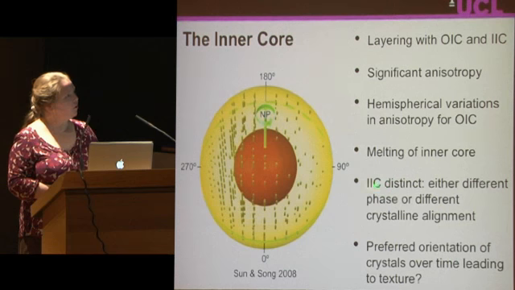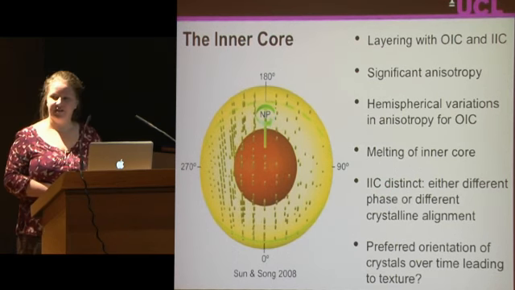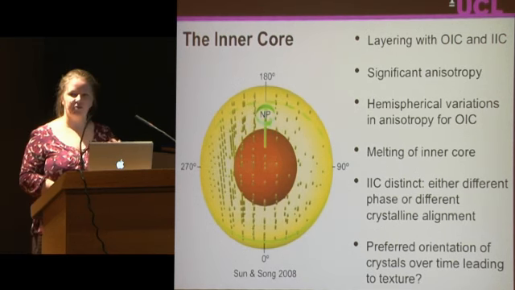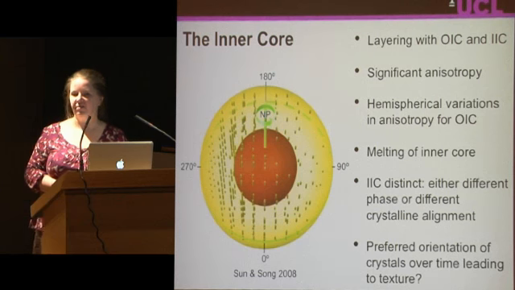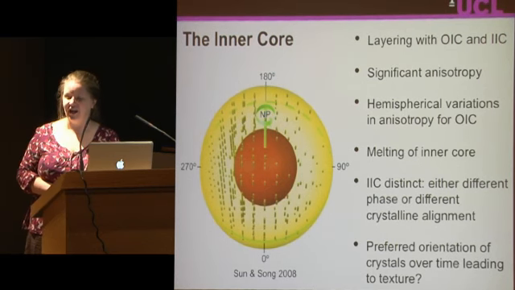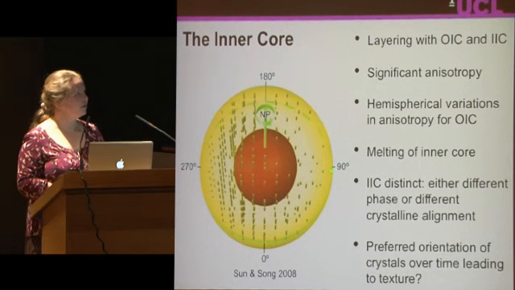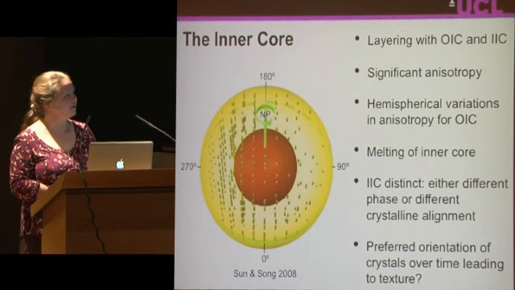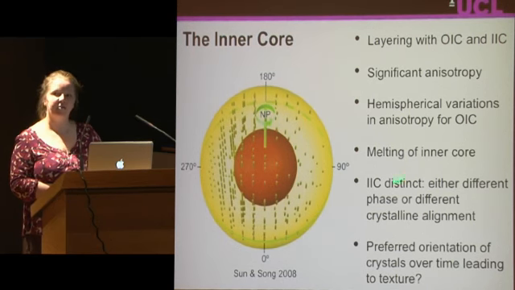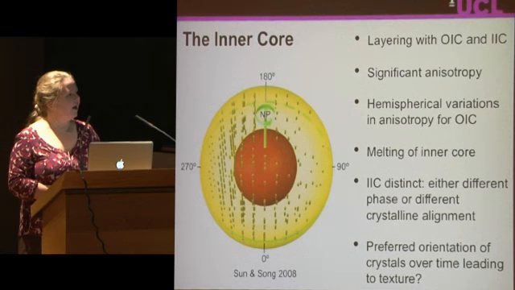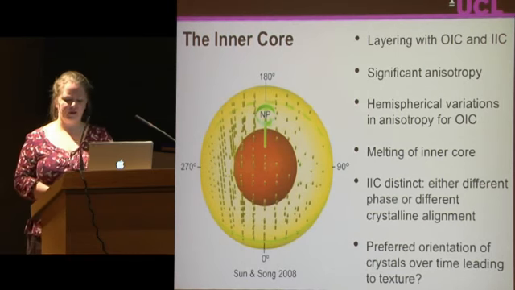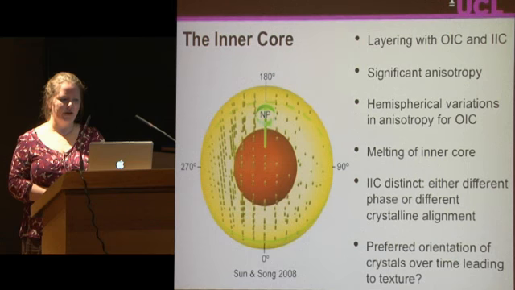The inner core is very distinct, possibly a different phase, but it doesn't have to be a different phase because the anisotropy of the hexagonal phase of iron changes with temperature, such that the higher the temperature, it almost reverses in its sense. So it doesn't have to be a different phase, but it might be. And then this idea of preferred orientation over time leading to some sort of texture, which possibly has something to do with the layering.